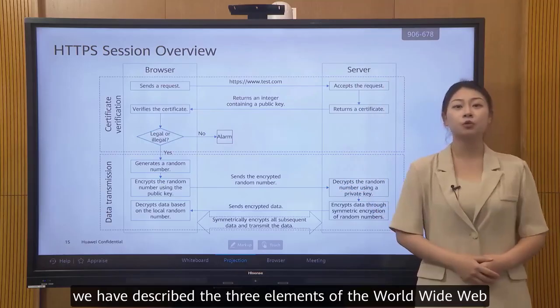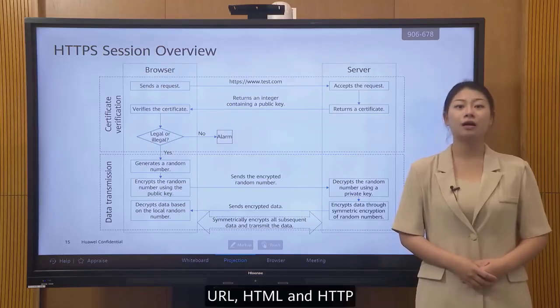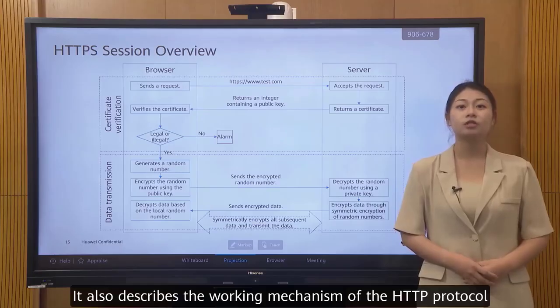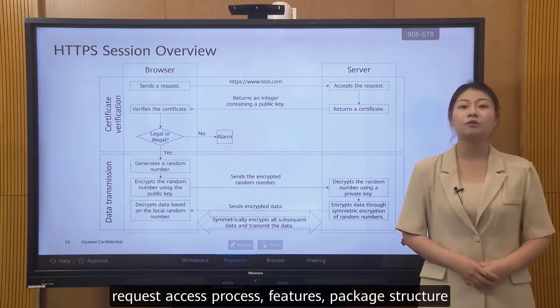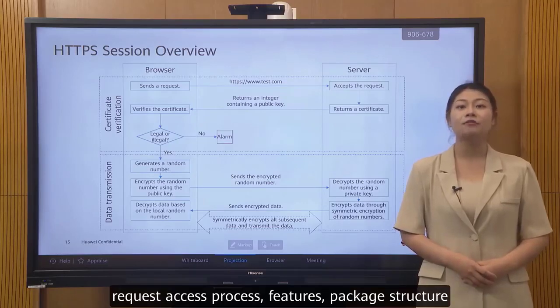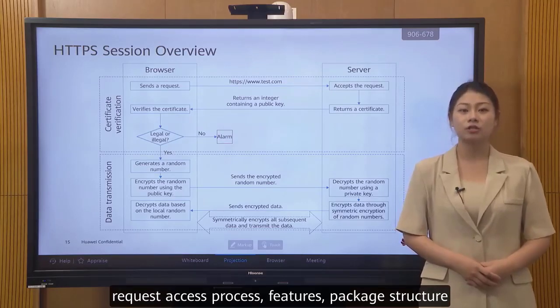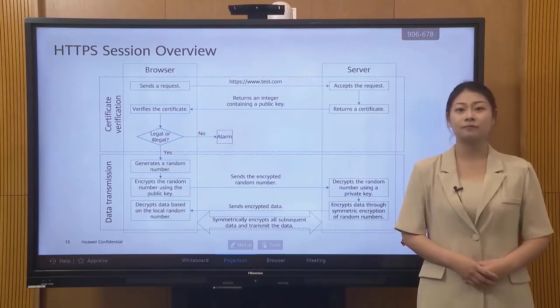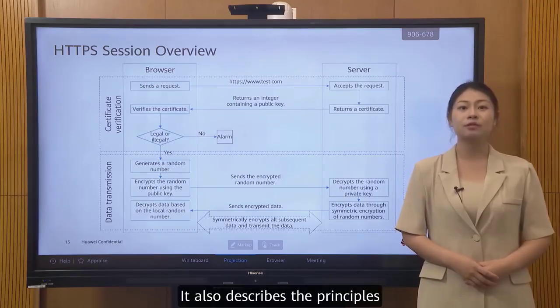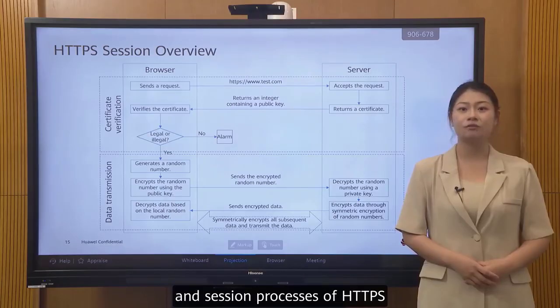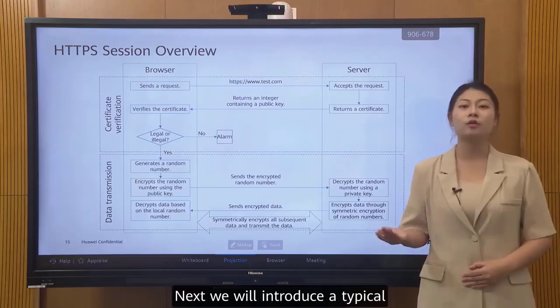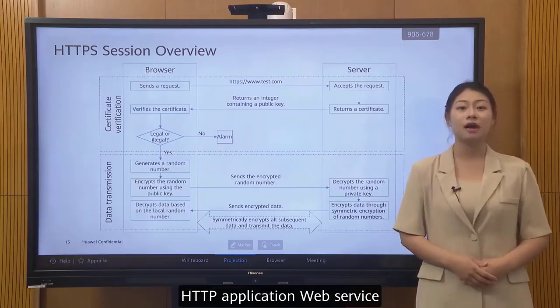In this section, we have described the three elements of the World Wide Web: URI, HTML, and HTTP. It also describes the working mechanism of the HTTP protocol, request access process, features, package structure, and request methods. It also describes the principles and session process of HTTPS. Next, we will introduce a typical HTTP application, web service.